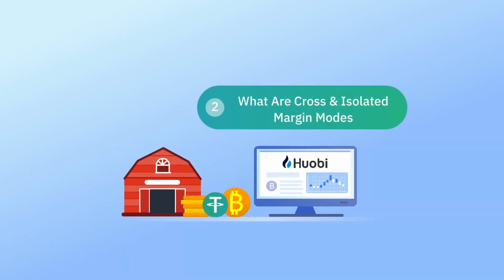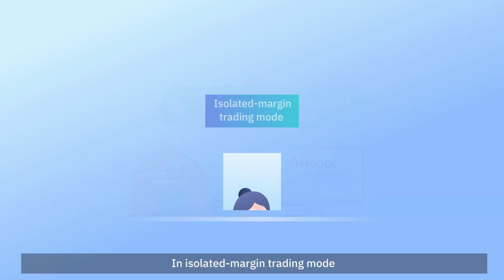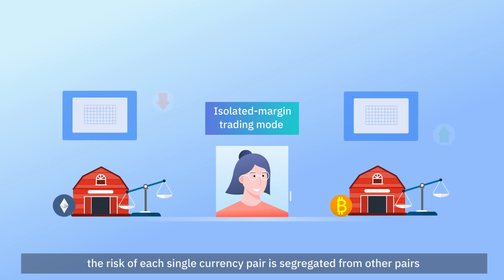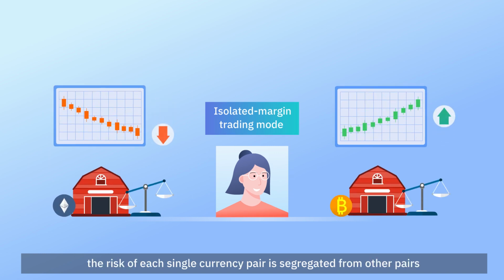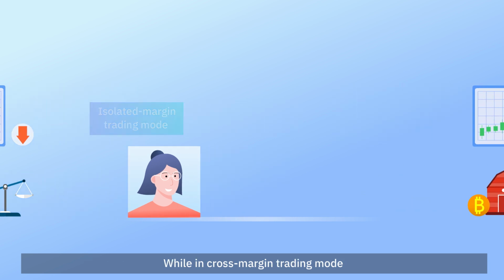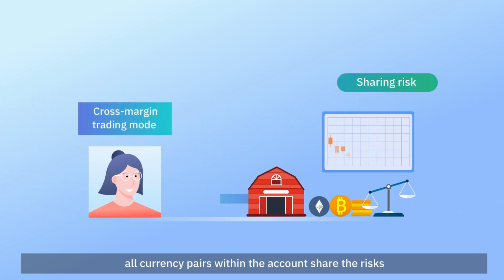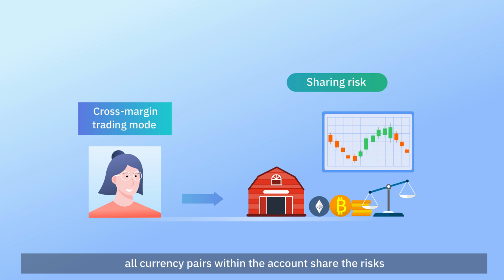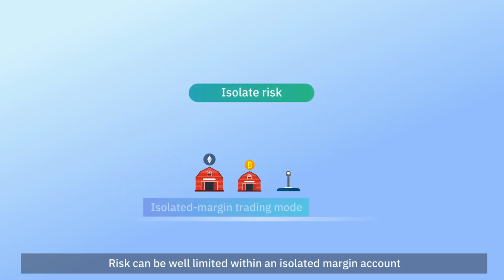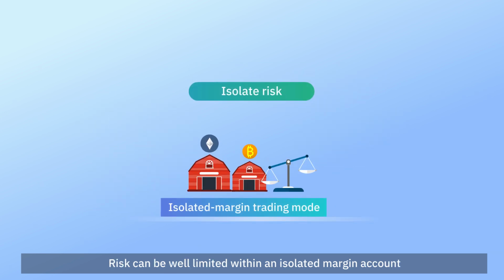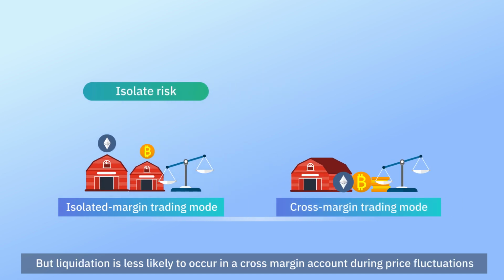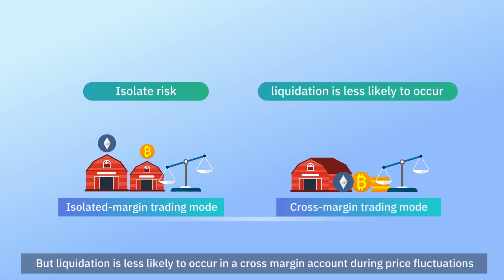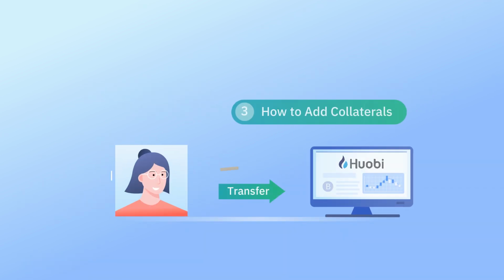What are cross and isolated margin modes? In isolated margin trading mode, the risk of each single currency pair is segregated from other pairs. While in cross-margin trade mode, all currency pairs within the account share the risks. Risk can be well limited within an isolated margin account, but liquidation is less likely to occur in the cross-margin account during price fluctuations.